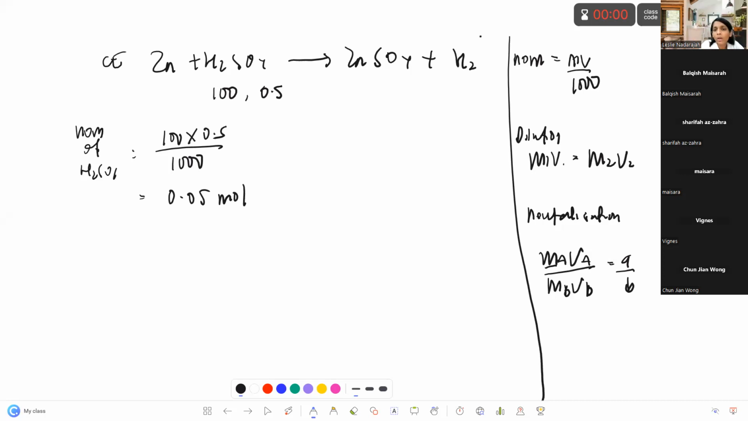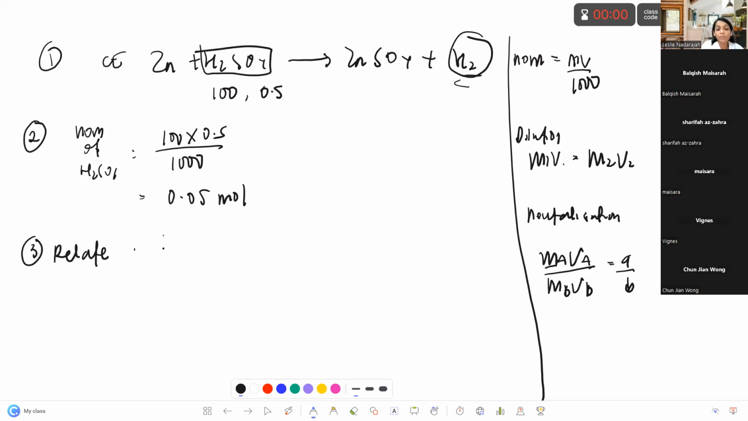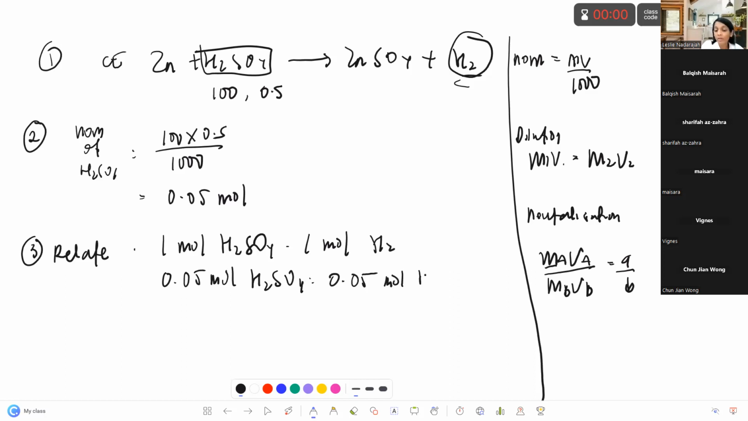Now what I need to find is the volume of hydrogen gas. So therefore, I need to relate. My first step done, second step done. When I relate, I relate my sulfuric acid with my hydrogen gas. So 1 mole of sulfuric acid will give me 1 mole of hydrogen gas. For my calculation, 0.05 mole of sulfuric acid will give me 0.05 mole of hydrogen gas. I've got my number of moles of hydrogen gas. So to find the volume of hydrogen gas, it is 0.05 times 24.